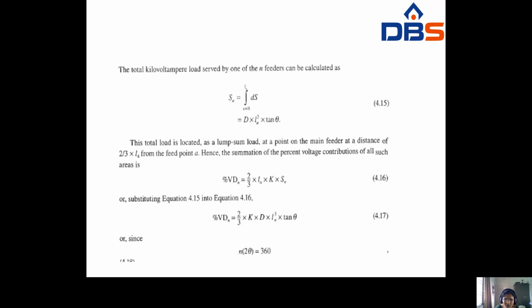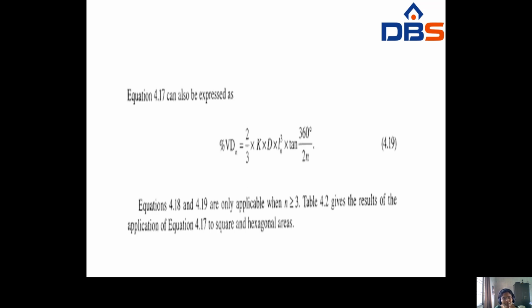Hence the summation of the percentage voltage drop for all such areas, you can write percentage VDn equal to 2 by 3 Ln K into Sn. So at that time you can get percentage VDn equal to 2 by 3 K D Ln square tan theta. But n theta equal to 360 degrees. So at that time you can write percentage VDn equal to 2 by 3 K into D Ln cube tan 360 by 2n.